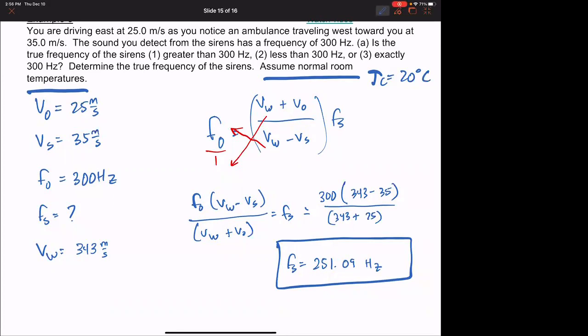How'd you get the VW? That's the velocity of sound. So that's the 331 plus 0.6 times 20, which is 343. That's the velocity of sound at normal room temperature, 343. It's kind of like a known quantity, you know what I mean? It's like the speed of light in a vacuum, but for sound in air. Anybody need anything else clarified?